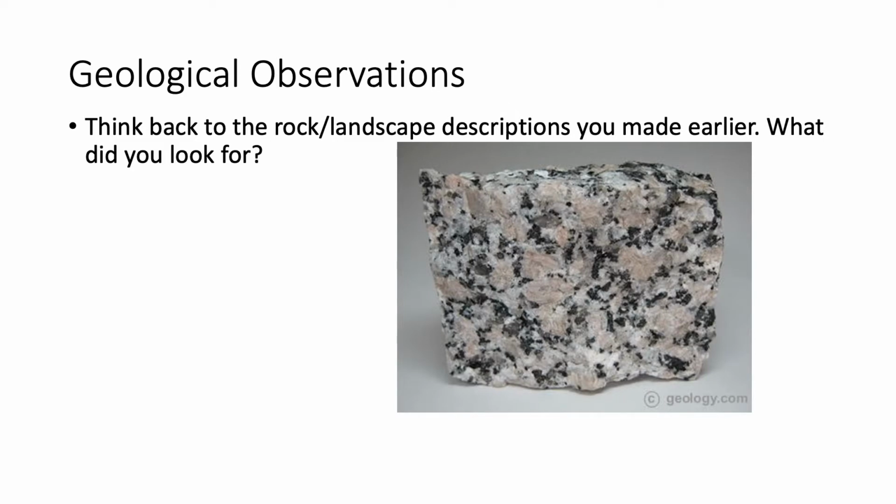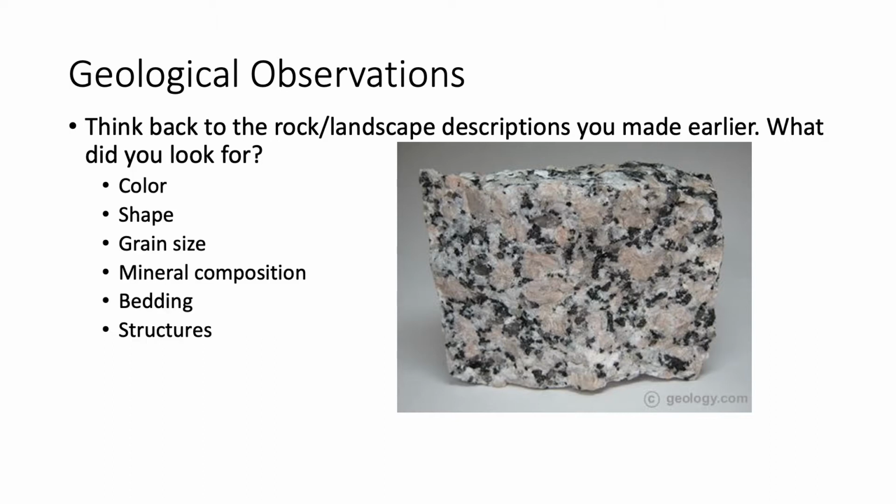Before launching into rocks in the subsurface, let's look back at some of the descriptions you made of rocks or landscapes from earlier in the week. And just think about what sorts of things you looked for. If you had to describe the rock pictured here, what sorts of things would you have said? Well, you probably would have mentioned things like the different colors, the shapes and sizes of the grains. You might have tried to identify the minerals. If you're looking at a landscape, you might look for bedding or faults and folds.